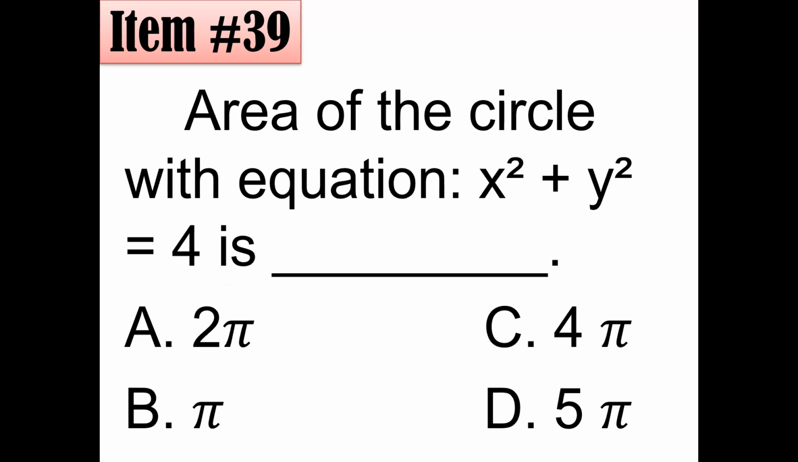39. What's the area of the circle with equation x squared plus y squared equals 4? Is it 2 pi, pi, 4 pi, or 5 pi? Letter C daw, 4 pi. How about the others? Okay, sabi niya standard form daw ito, ng circle. At saka radius natin daw ay 2.